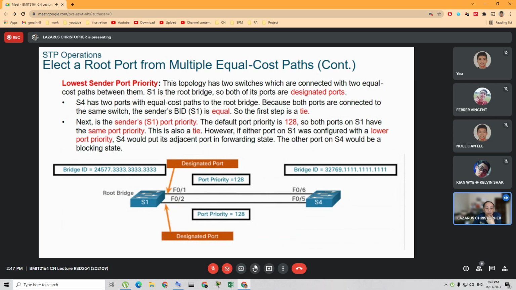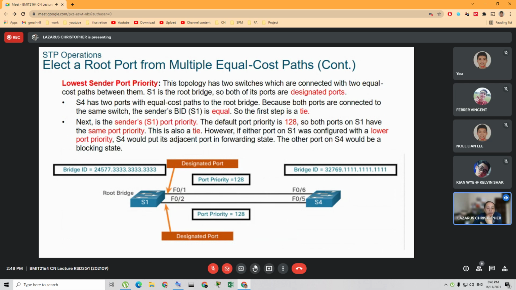S1 is the root bridge, so both of its ports are designated, correct? Because on the root bridge, all ports will be designated. If this is designated, this one will be root, and this one will be root, right? But then one of the ports, F6 and F5 on S4, needs to be the alternate port, needs to be blocked, right?